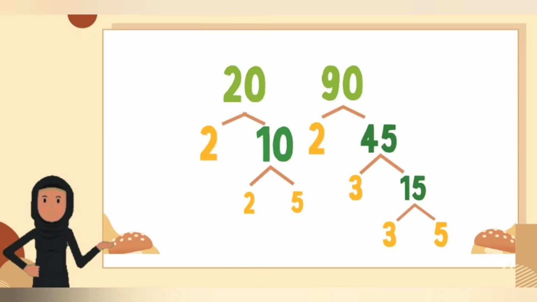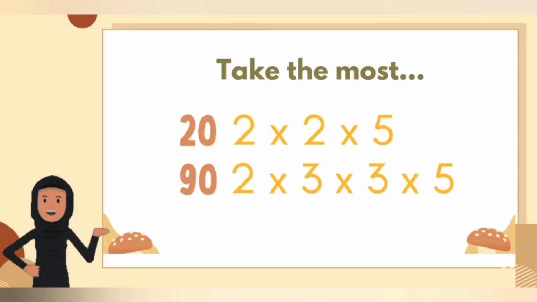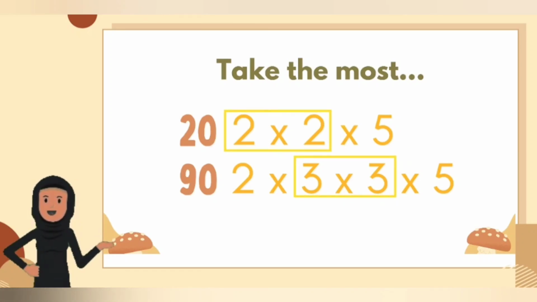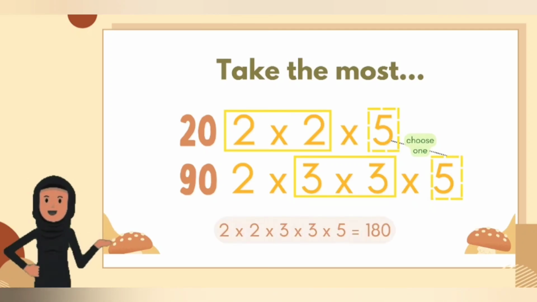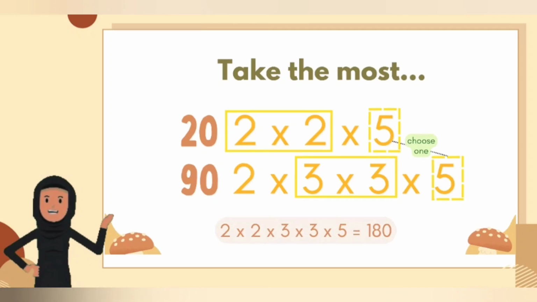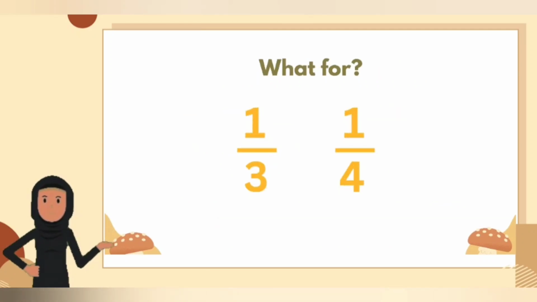Now we can see every factor, and we multiply them together, taking each factor the most times it appears. And so the result is 180.